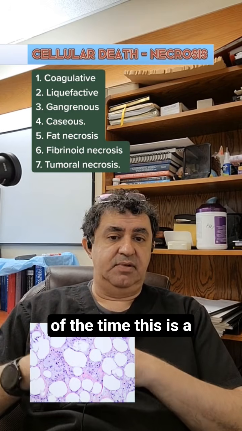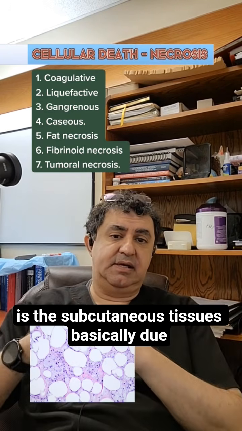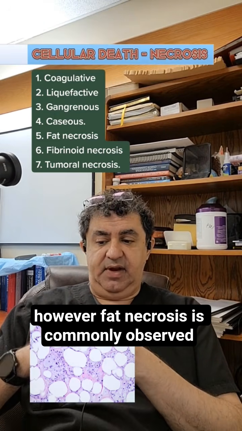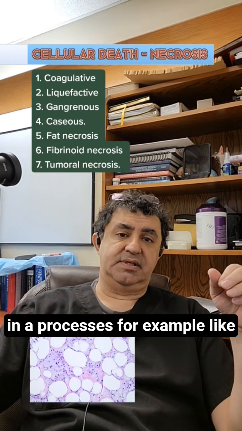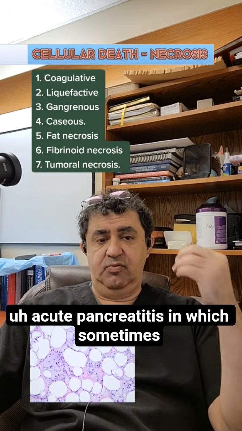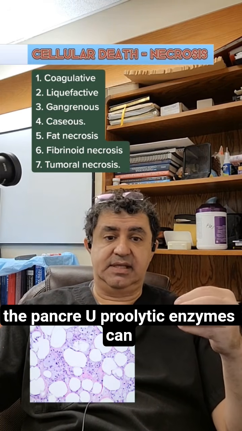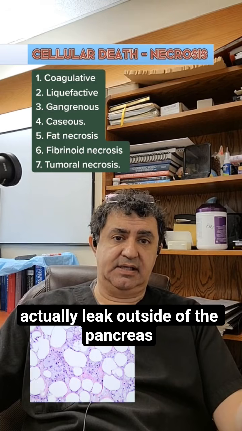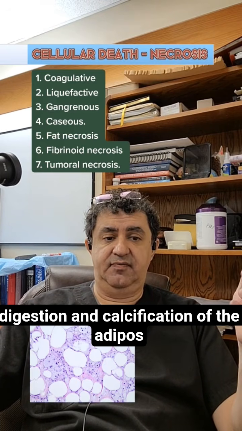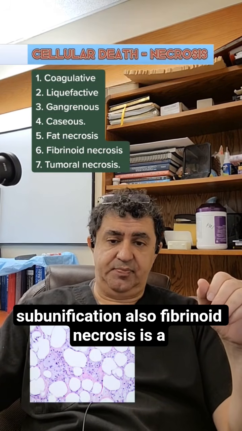One very common type of necrosis that we deal almost on a daily basis is a fat necrosis, and vast majority of the time this is a damage to the adipose tissue, which is the subcutaneous tissues basically, due to a garden variety of traumas. However, fat necrosis is commonly observed in processes, for example, like acute pancreatitis, in which sometimes the proteolytic enzymes can actually leak outside of the pancreas, and it will result in a digestion and calcification of the adipose tissue, a process which we call saponification also.